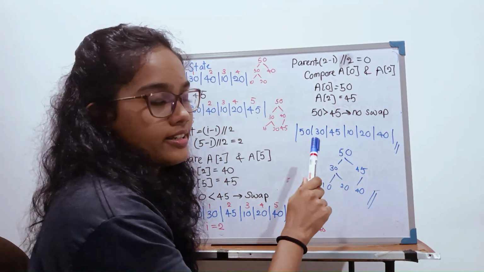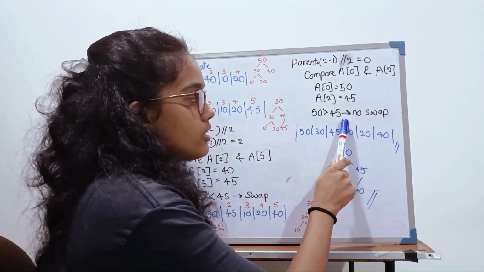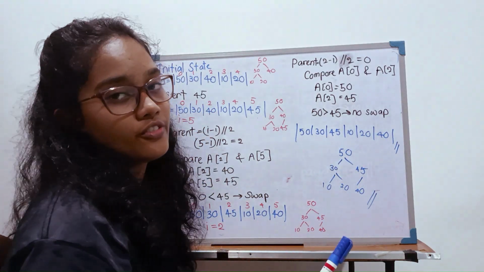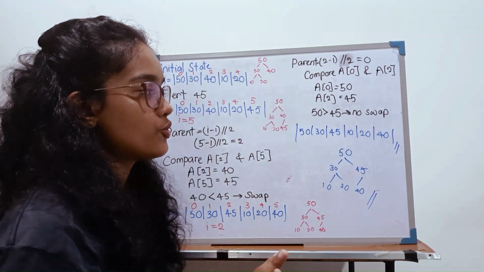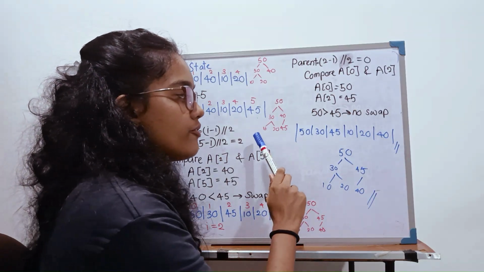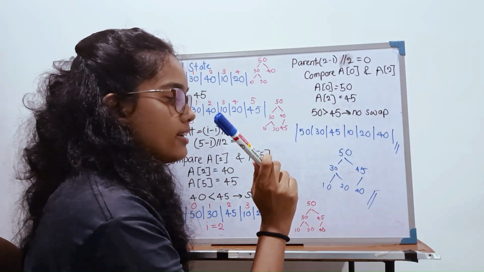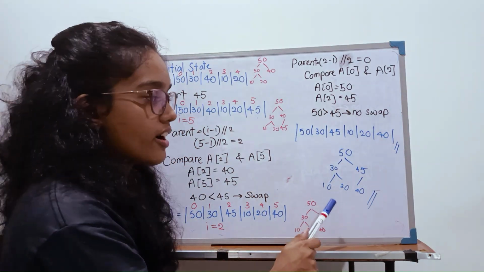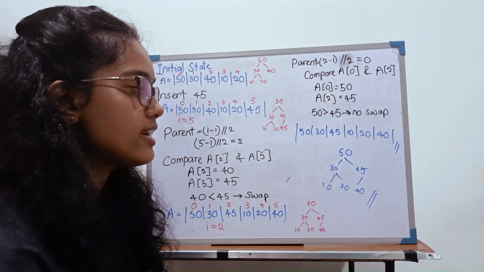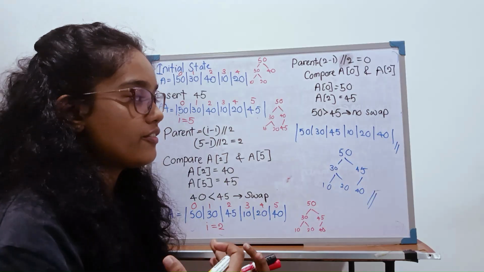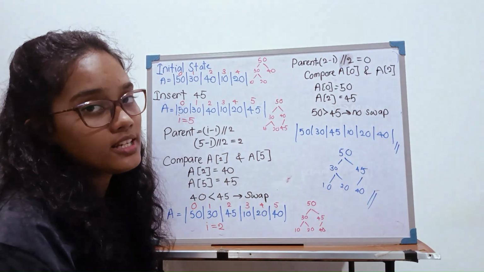Because the value at I is 45. So since 50 is greater than 45, there is no swapping. So our final array looks like this. And our final tree view is like this. So this is an example where we used Up-Heap for a max heap.